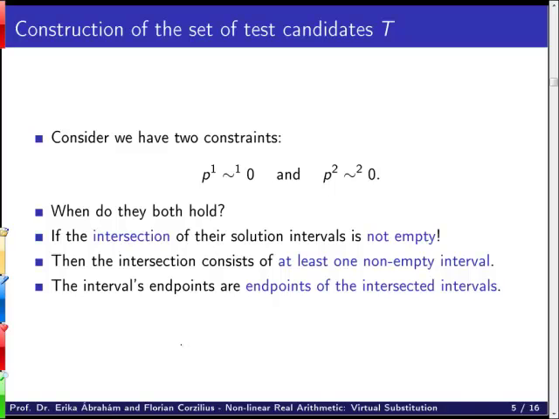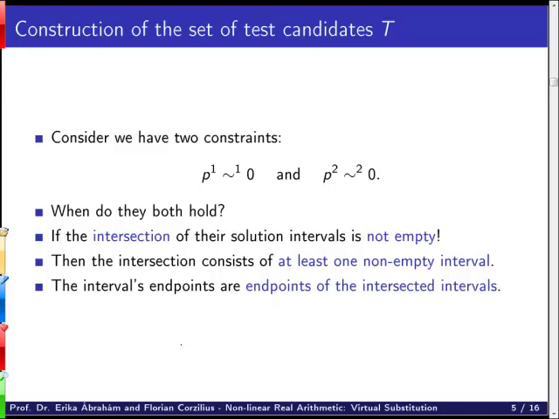You can read or you can think. The endpoints of the intervals of the intersection are endpoints of those we had before. So do not introduce new endpoints in this step, in this intersection step. Yeah. This is a very important fact to go on.